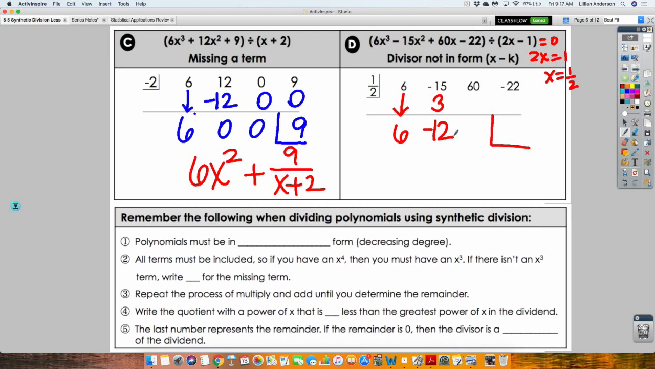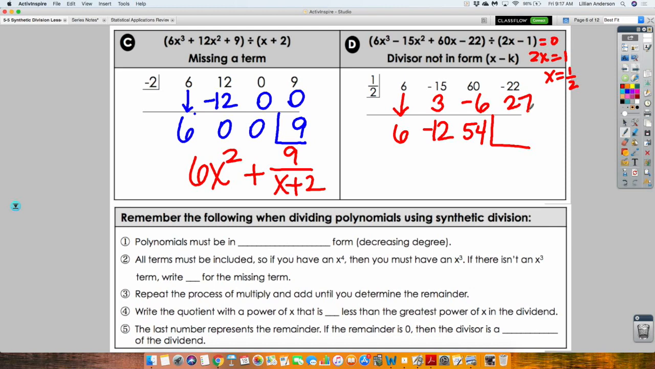You repeat the process. What's half of -12? That is a -6. You add. You get a 54. And then you do it again. 54 times 1/2. You get 27. And you add. And then your remainder is going to be 5.